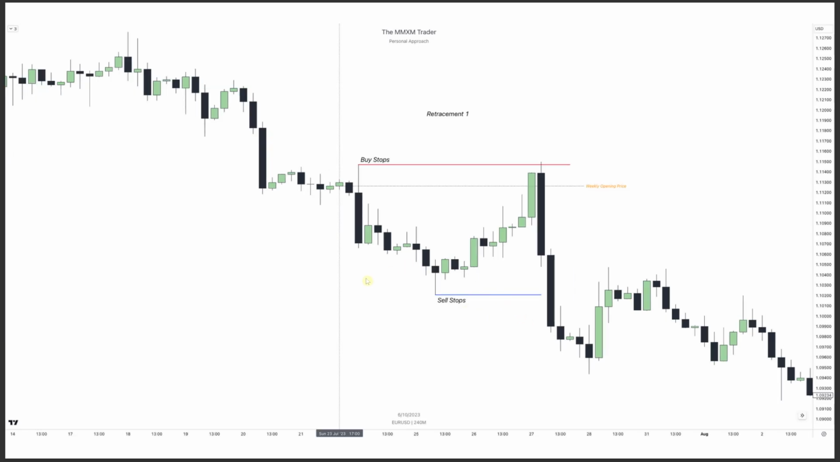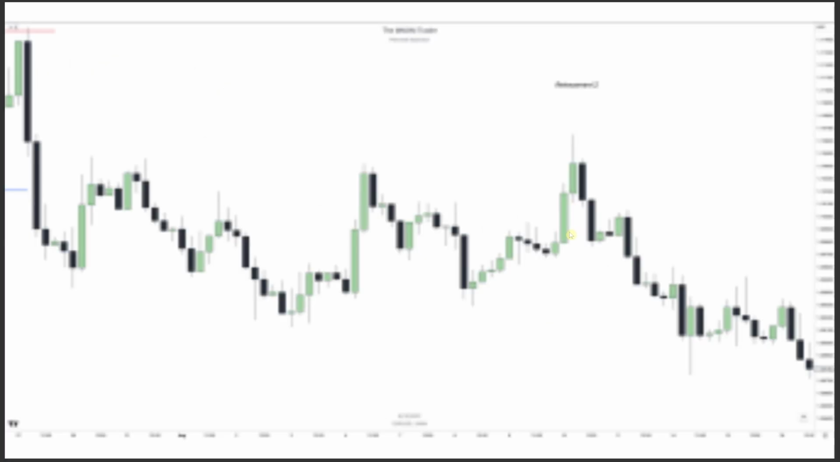Now let's mark out the weekly opening price, because we are on the 4-hour chart, right? So the week starts off trading lower, and then we run that range high. So trading above the weekly opening price, right? Same as on the daily opening price. It's ideal to sell a weekly candle above the weekly opening price. And you can see that over here, buy stops are taken out above that weekly opening price.